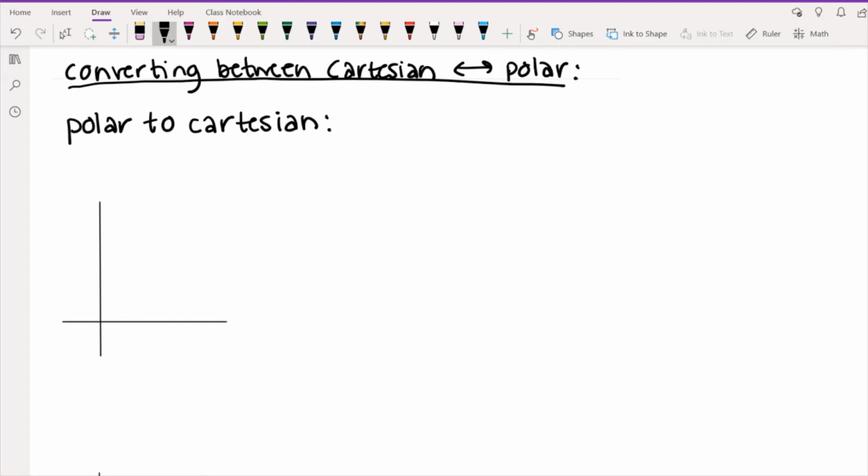So what does that mean? That means that we know the polar coordinates and we're trying to find the Cartesian coordinates. So let's say that we know that this point has polar coordinates of r, theta. So what does that look like? That means that, again, this angle here is theta, and this distance is r. And what are we trying to find here? Well, we're trying to find x and y.